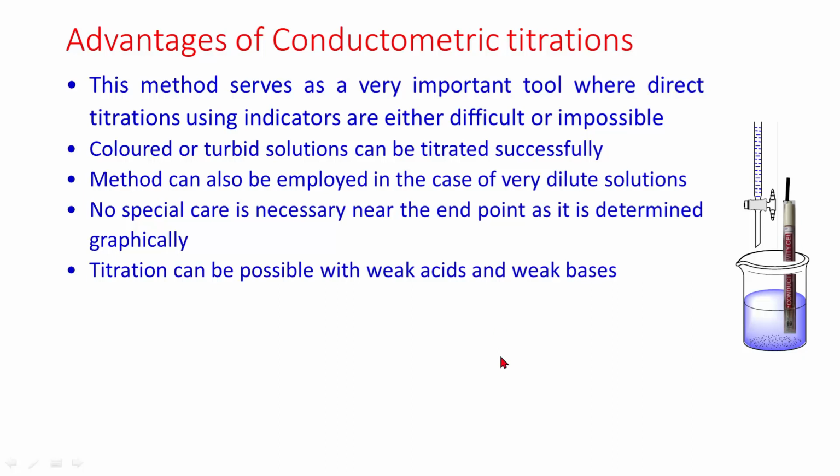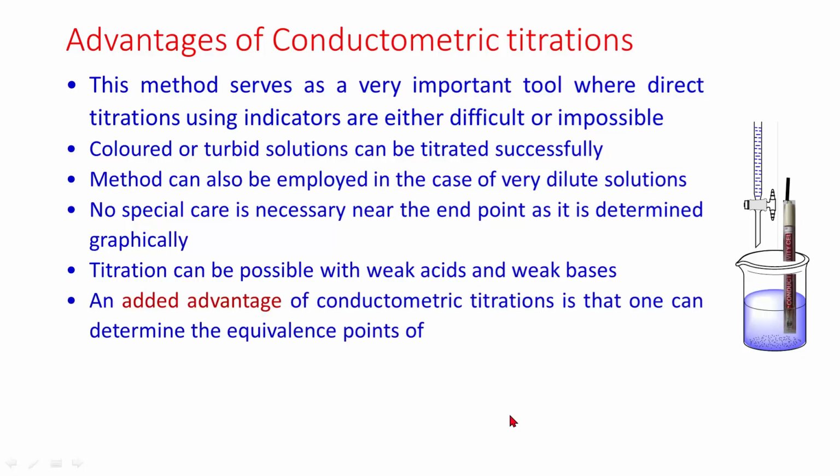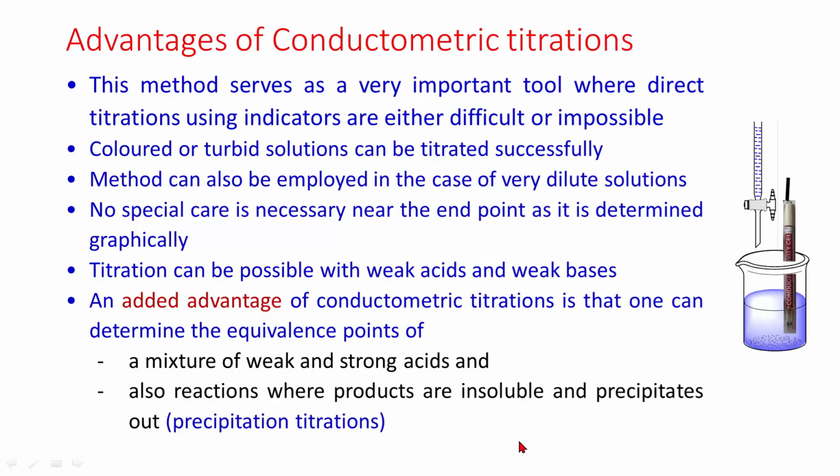Titration is possible with weak acids and weak bases. An added advantage of conductometric titrations is that one can determine the equivalence point of a mixture of weak and strong acids, and also reactions where products are insoluble, that is, in case of precipitation titrations.